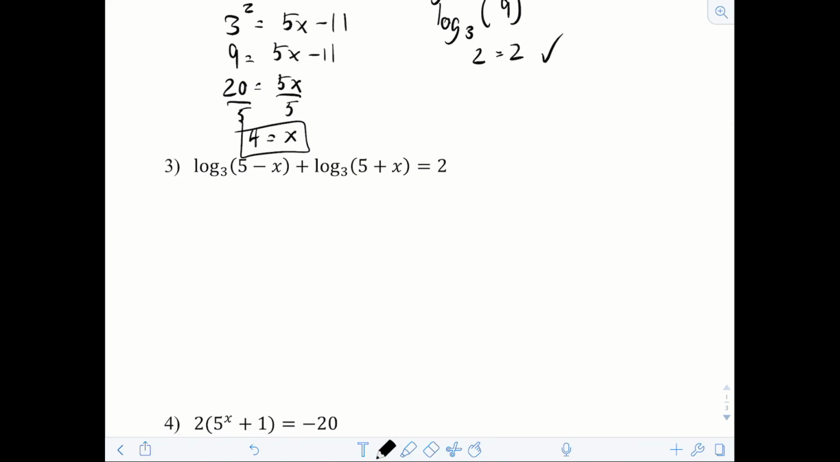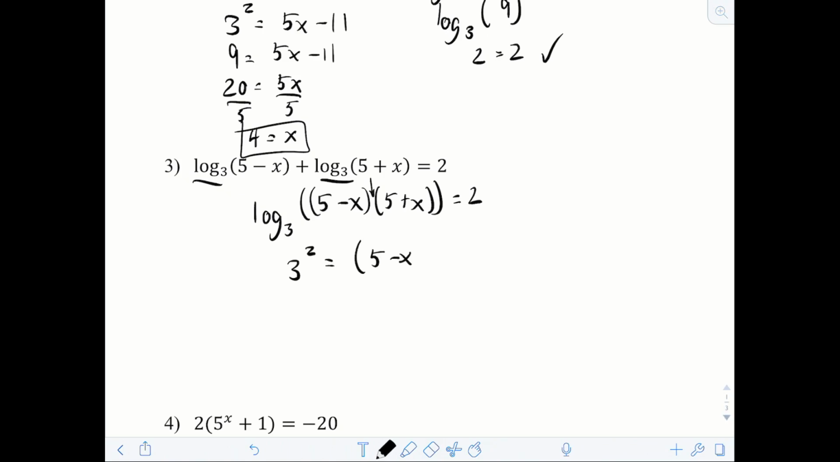Number 3, since they both have a log base 3, we want to try and condense them together. The only way to condense them together is by making one single log, but then those two quantities, the 5 minus x and also the 5 plus x, they're going to be wrapped in parentheses and put together by multiplication, is equal to 2. Now we can do base to the answer is equal to inside. So base, which is 3, to the answer, 2, is equal to 5 minus x and 5 plus x.